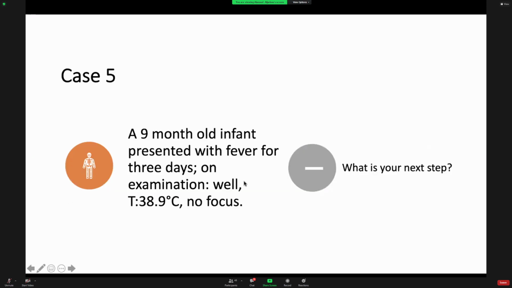So let's go to our last syndrome. This is a 9-month-old infant presented with fever for 3 days. On examination, she looks well, and temperature is 38.9. There is no focus of infection on your examination. What is your next step? And which clinical infectious syndrome should you think of? Any thoughts?